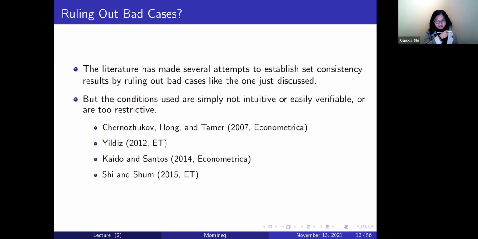The literature has made several attempts to establish set consistency. You can only do this by ruling out bad cases like the one that's just discussed. These are some of the papers that make such assumptions that rule out bad cases. But these conditions, if you look at them, are not intuitive and not easy to verify in practice. And sometimes they are very restrictive as well. So my paper is one of them, and I do not claim that it is a very easy to justify condition that we make.